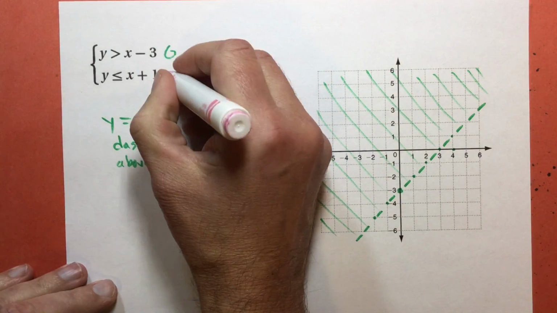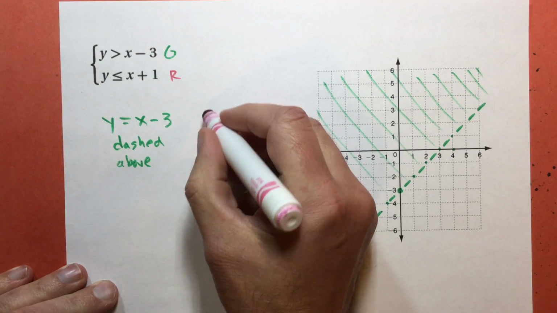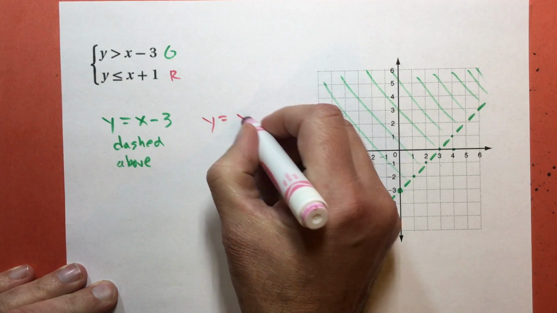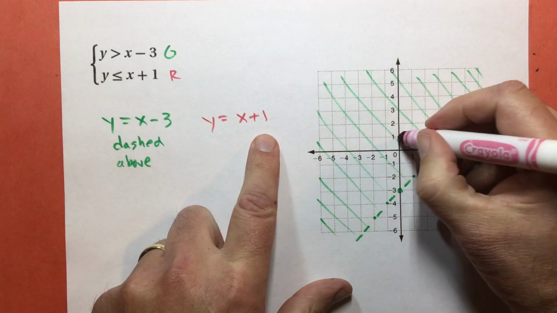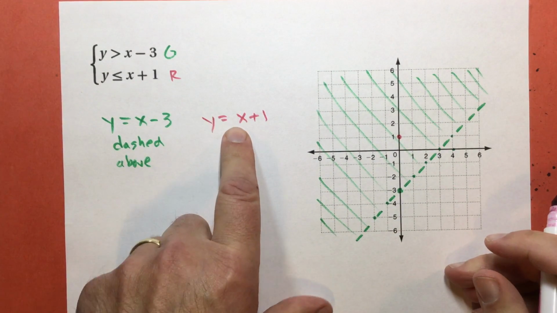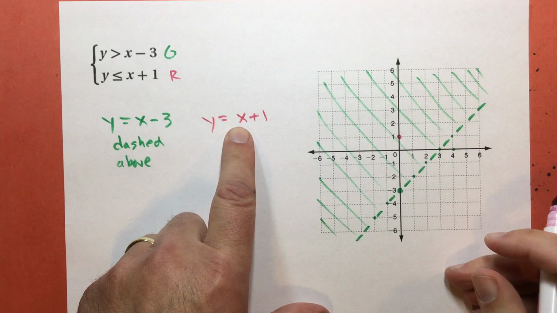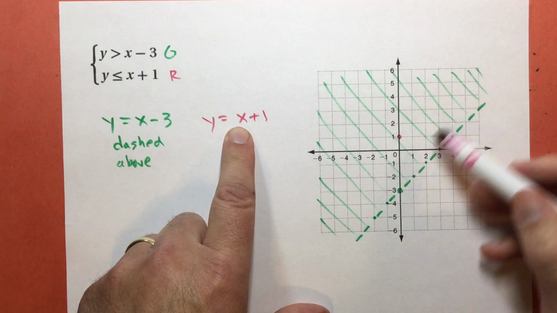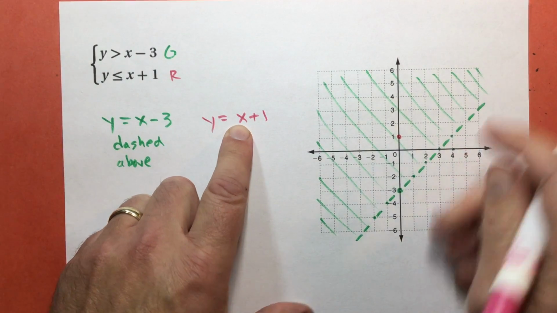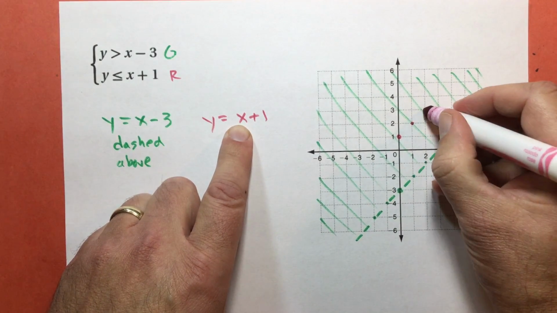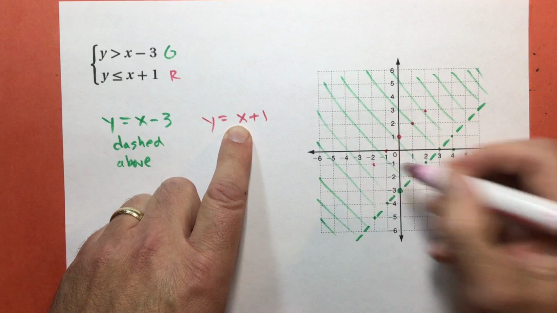All right, I'm going to draw this one with red. The boundary line is y equals x plus 1. So my y-intercept is 1, and my slope is also 1. And again, I know that's the same as it was because these lines are going to be parallel in this example. So I'm going to go here, here, and I'm going to go this direction.